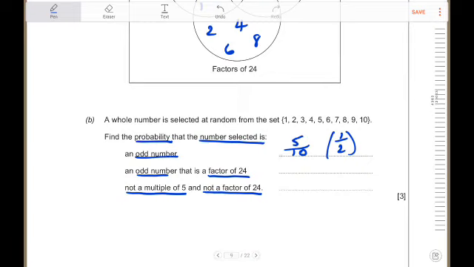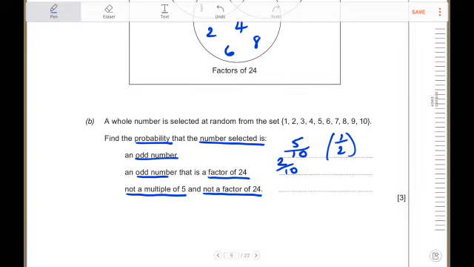We have 2 numbers in there that are odd and factors of 24. So we have 2 numbers out of 10. Written as 2/10. Do not write 2 out of 10. You won't get the mark. Almost all probabilities are written as fractions. Sometimes they're decimals, sometimes percentages. Usually fractions.